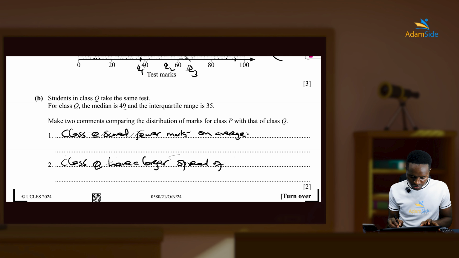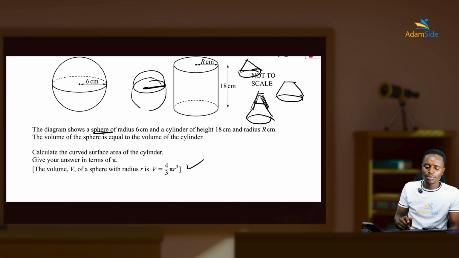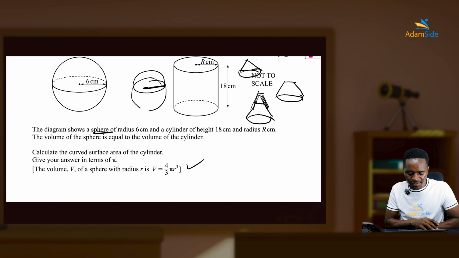So the diagram shows a sphere of radius 6 cm and a cylinder of height 18 cm and radius r cm. The volume of the sphere is equal to the volume of the cylinder. Calculate the curved surface area of the cylinder. Give your answer in terms of pi. The volume V of a sphere with radius r is given, so the formula is given. So what was I supposed to do? Calculate the curved surface area of the cylinder, in terms of pi.